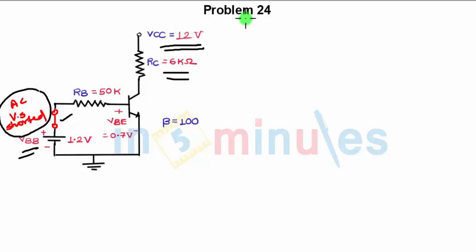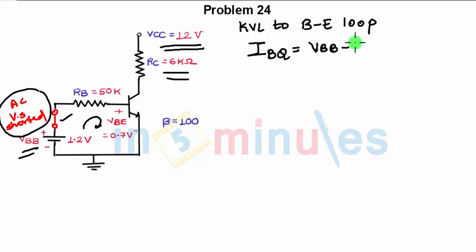Now what is our step? We need to find out the Q point. So what we'll do is apply KVL to the base emitter loop. What will be the equation? IBQ will be VBB minus VBE divided by RB. Is there any resistance over here? No, so it will be only RB.